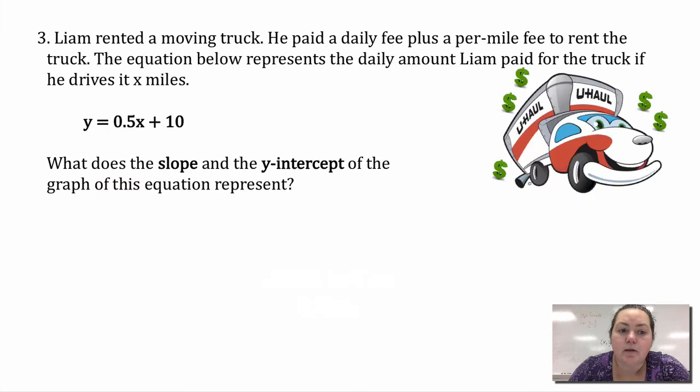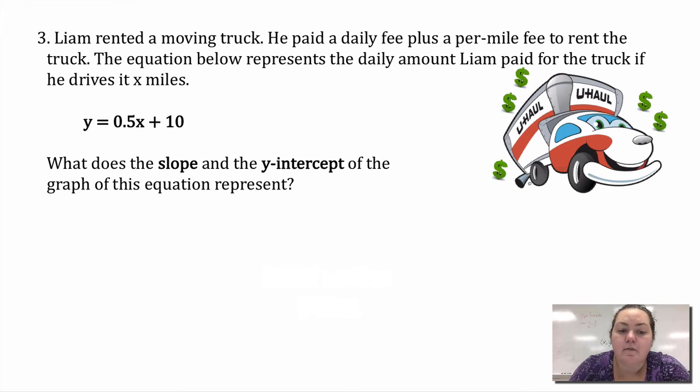All right, question 3. Liam rented a moving truck. He paid a daily fee plus a per mile fee to rent the truck. The equation below represents the daily amount Liam paid for the truck if he drives it x miles. Okay, so 0.5x plus 10. What does the slope and y-intercept of the graph of this equation represent?